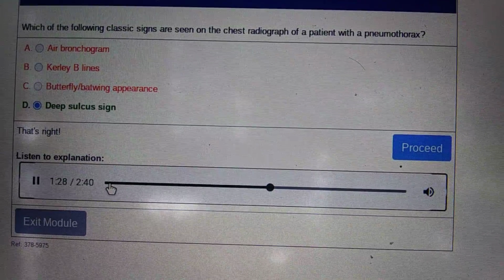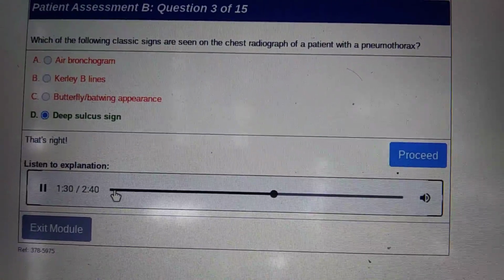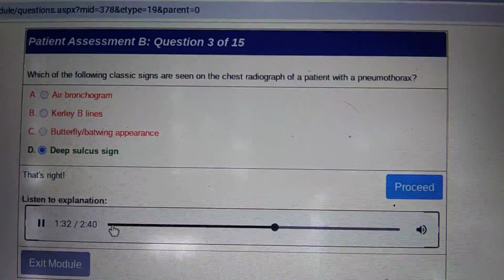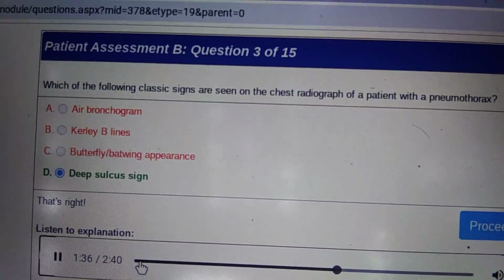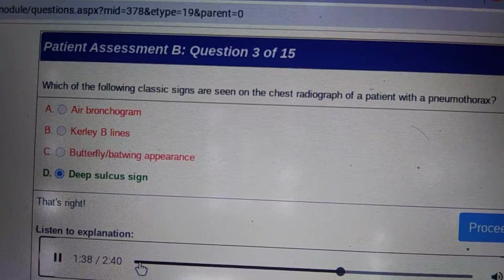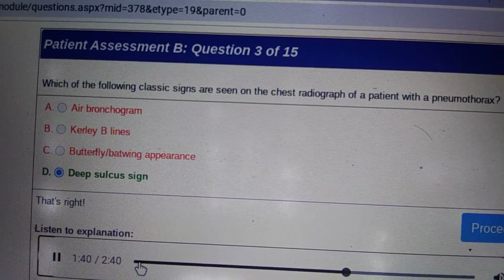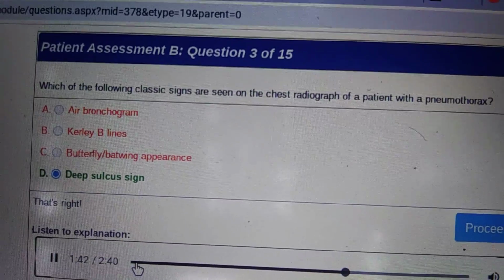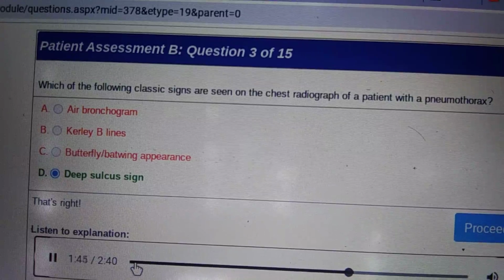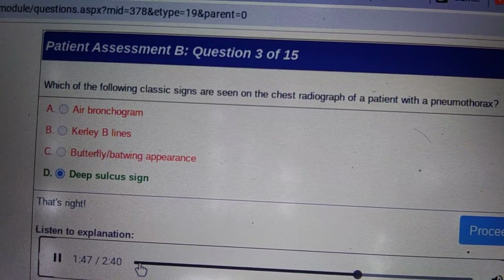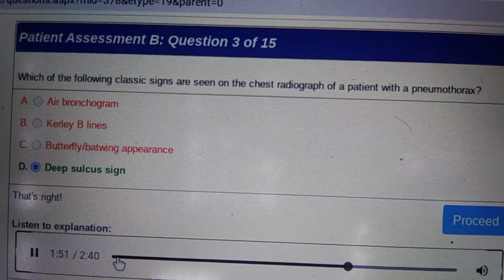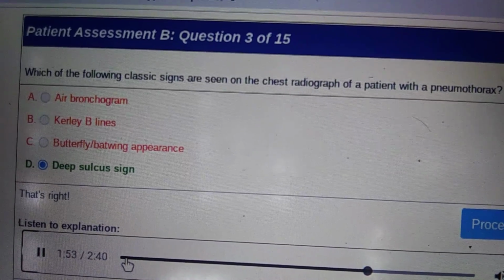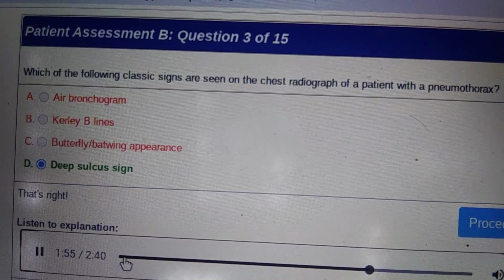And the same is true for answer C, butterfly or bat wing appearance. That means the lungs appear in a butterfly pattern, like the wings of a butterfly going out or bat wings going out, meaning you have a bilateral diffuse infiltrate. Bilateral, both sides, diffuse all over the place, and infiltrate, meaning there's something going on in there. That's not good. And so we call that a butterfly appearance or a bat wing appearance. So that's associated with pulmonary edema right along with curly B lines.